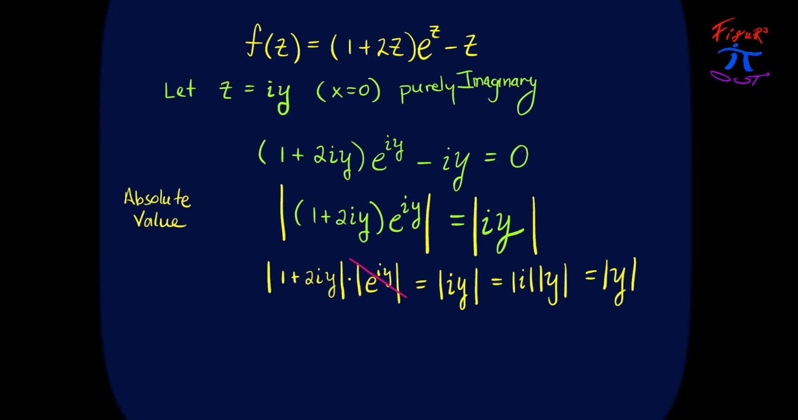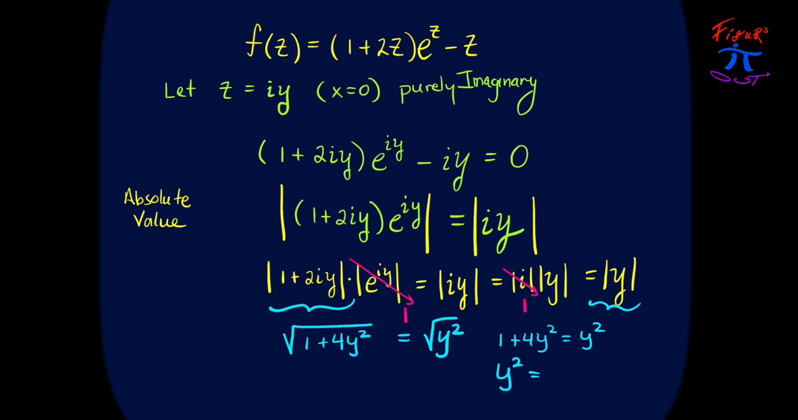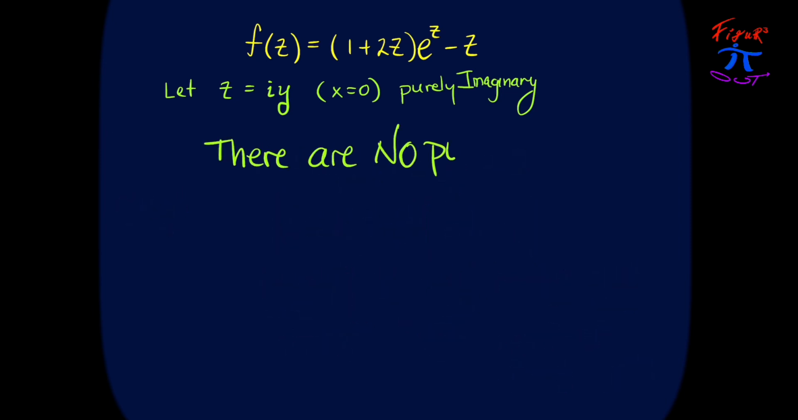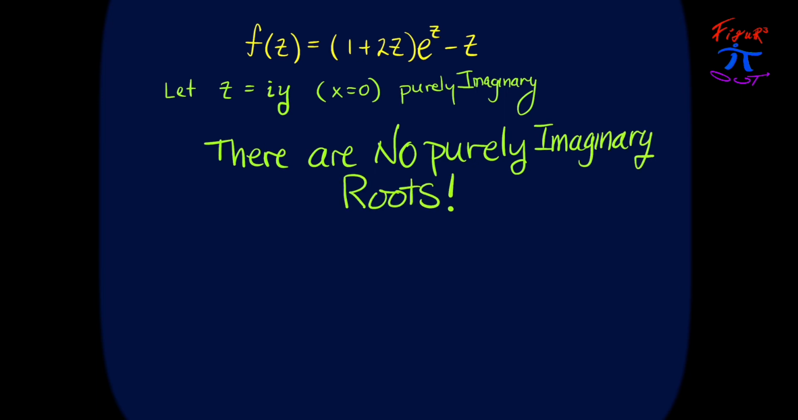E to the iy as well as i both have a magnitude of 1, so we can just assume them to be 1. And the absolute value of a complex number can be found in this case to be the square root of 1 plus 4y squared, and on the other side, by definition, is equal to the square root of y squared. Now, solving this equation gives us y squared equals negative 1/3, which implies that y cannot be a real number. And if y cannot be a real number, then our assumption that the root is purely imaginary cannot be true. Therefore, there are no purely imaginary roots.